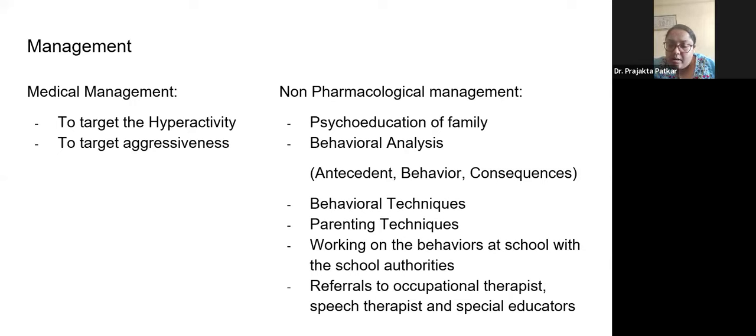Apart from that, of course, when it comes to a child who comes with this kind of presentation, we do need to work with an occupational therapist. We do need to work with a physiotherapist, a speech therapist, a special educator. And the importance of their role in handling this child is of great importance, which most parents don't understand. They just come to you and ask, "ki isko theek kar do, ya to iska aggression kam kar do." But that's not about it.